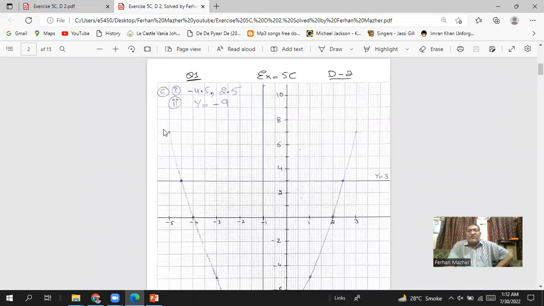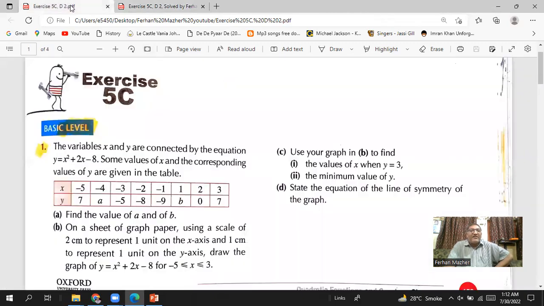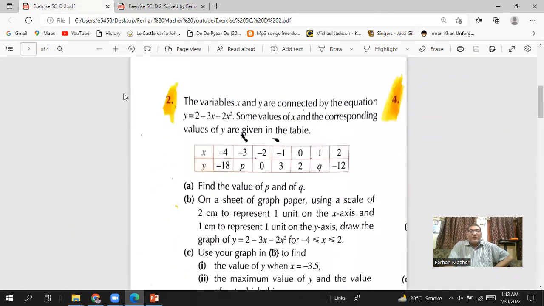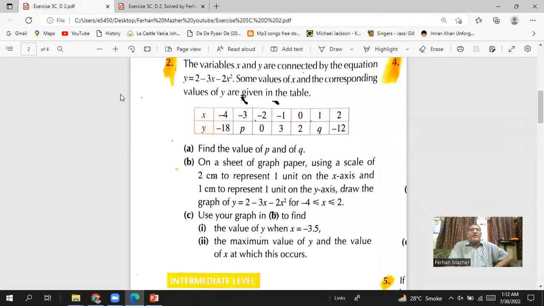So this was question number 1 of the exercise 5C. Okay, so we are going to the next question. The next question coming up on your screen is question number 2. He says the variables x and y are connected by the equation y equals 2 - 3x - 2x squared. Some values of the x and the corresponding values of the y are given in the table. The different values of the x from -4, -3, -2, -1, 0, 1, 2 are given here. The values of the y are also given, for example -18, 0, 3, 2, and -12.